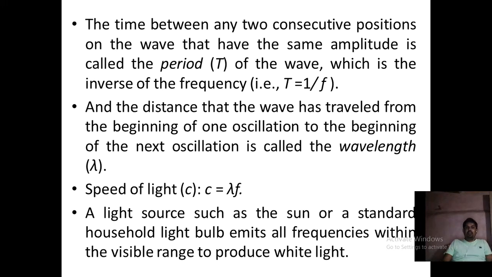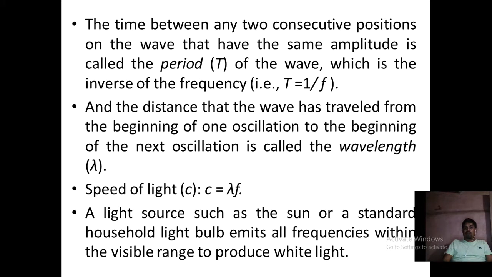A light source such as the sun or the standard household light bulb emits all frequencies within the visible range to produce white light. Whatever our eye sees, whether from the sun or from house lights, bulb, tube light, those sources generate all the colors with equal frequency. If you combine all the lights with equal frequency, the result will automatically be white light.